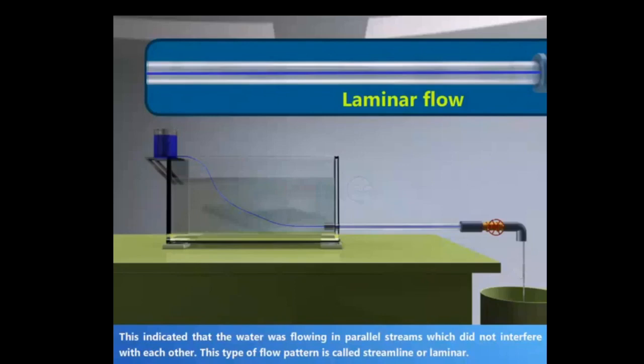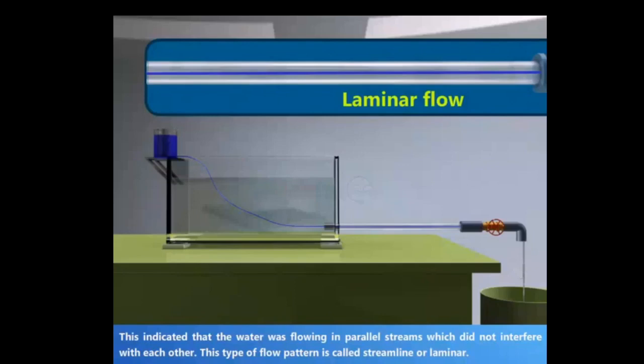The flow pattern of this ink is uniform. This indicates that the water is flowing in parallel streams which do not interfere with each other. There is no interference of the fluid with each other. And this type of flow pattern is called laminar flow. We have seen the definition of laminar flow.